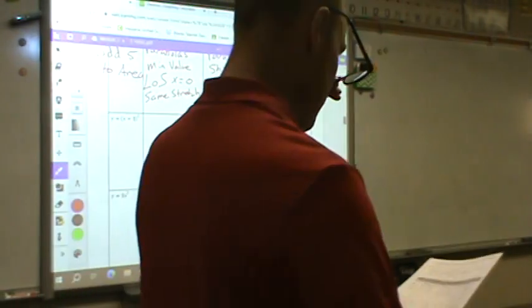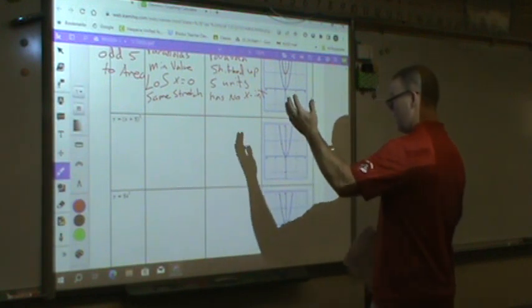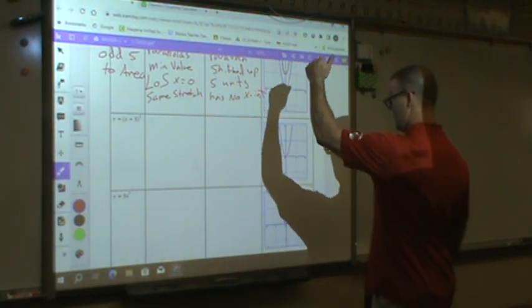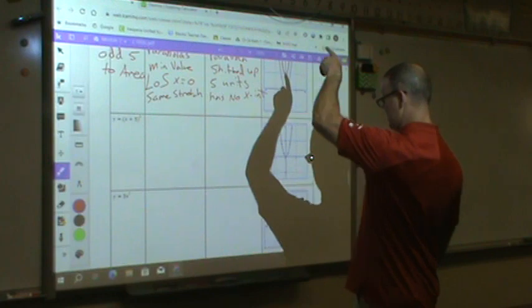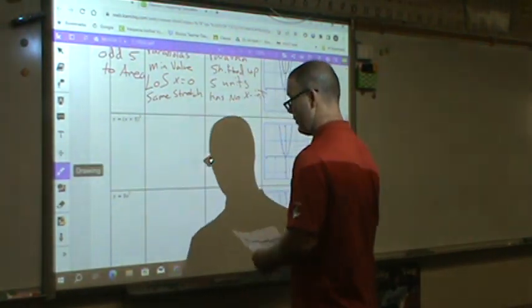All right, so yesterday we left off with looking at y equals x plus 5. We talked about how the graph shifted. In this case, the plus 5 at the end shifted it up 5 units. Well, today we're going to look at x plus 5 squared.